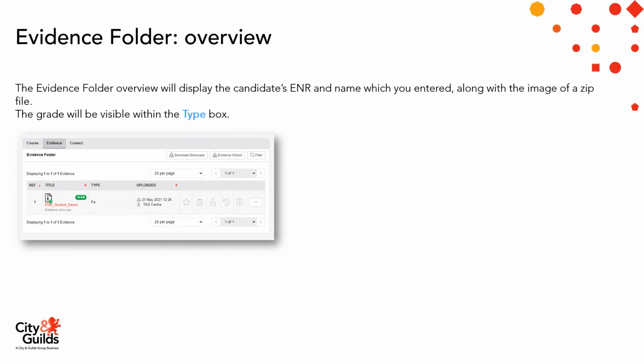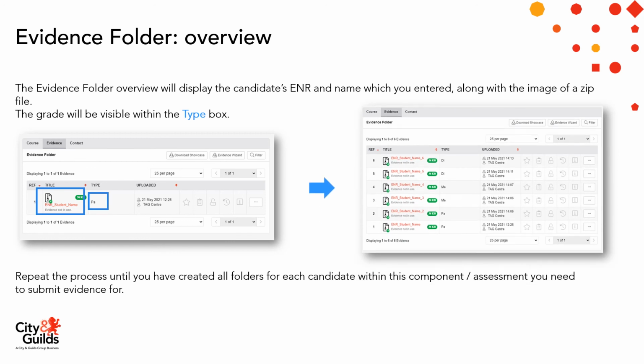So if you followed the last few steps, you'll see within the evidence folder, starting to build, will be the candidate's ENR and the name that you entered, along with the image of a zip file, and the grade will be visible within the type box. What you need to then do is just repeat that process again by clicking on Evidence Wizard, until you've created all the folders for each candidate within this component or the assessment that you need to submit evidence for.